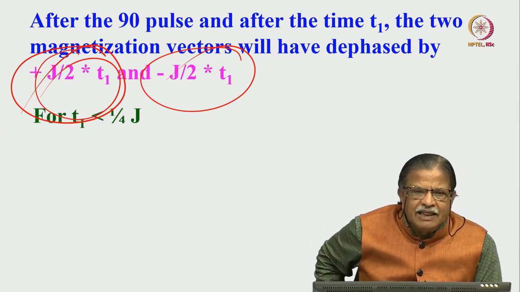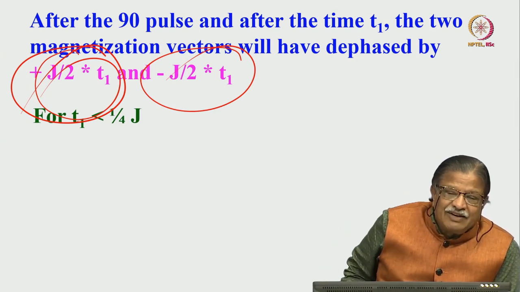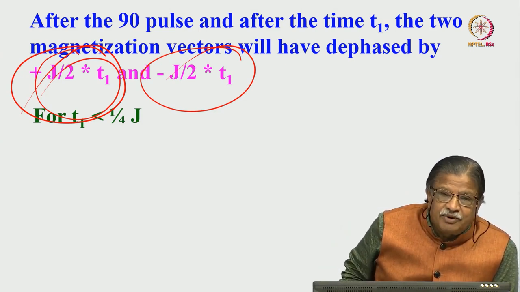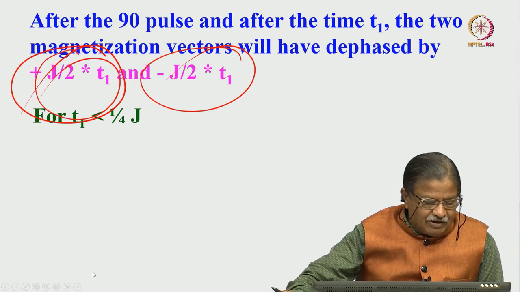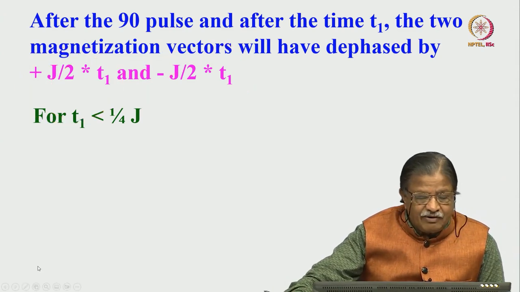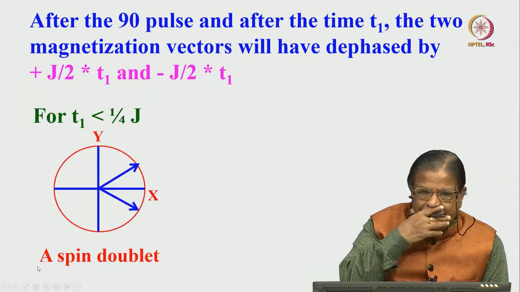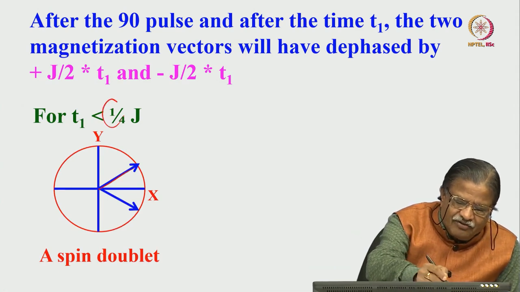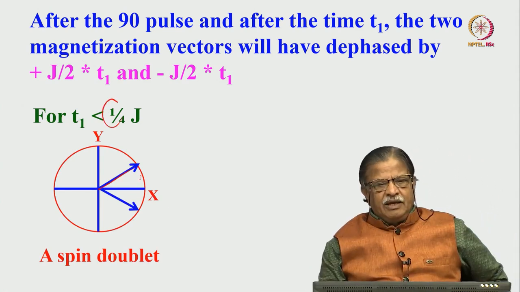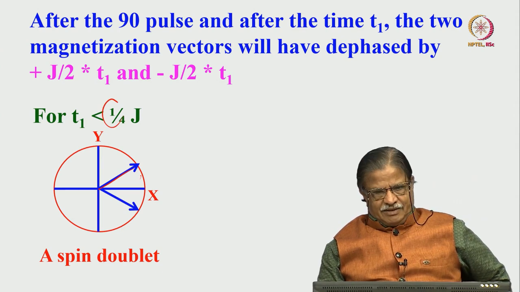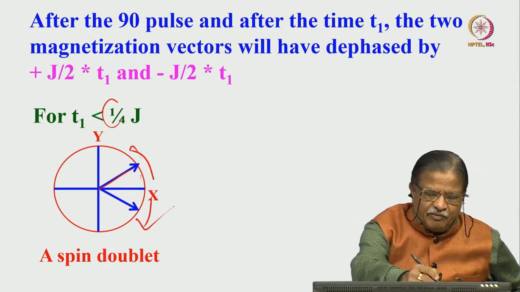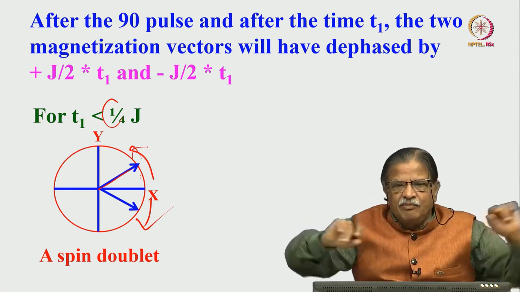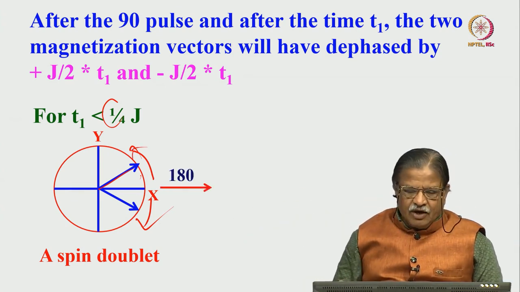Fantastic. Let us consider, for different values of t1, how much it has moved. For t1 equal to 1 over 4J, it moves by 45 degrees. If it is less than that, it is less than 45 degrees. The spin doublet starts moving like that. This one moves like this, the other moves like this. The fast moving and slow moving components start moving in opposite directions.